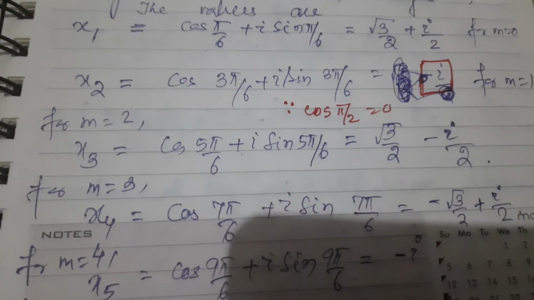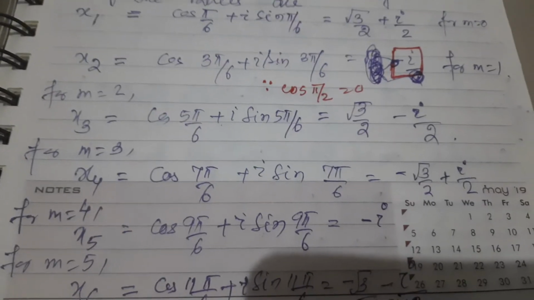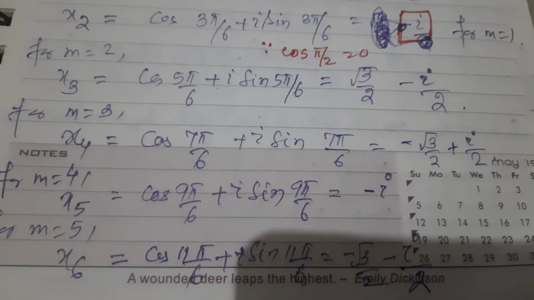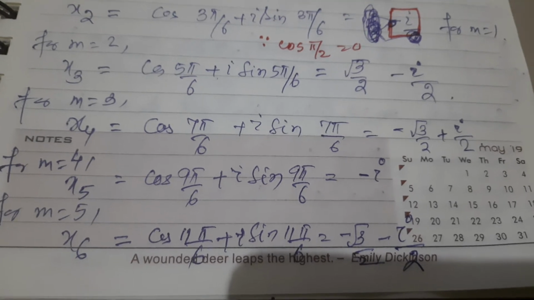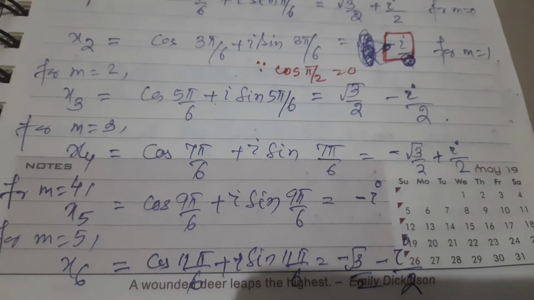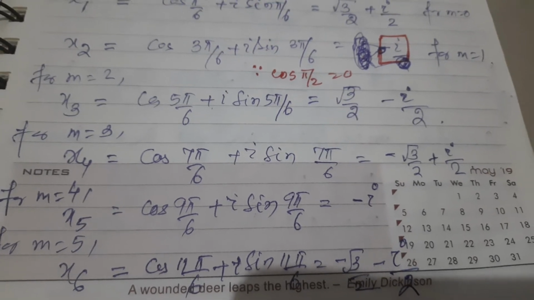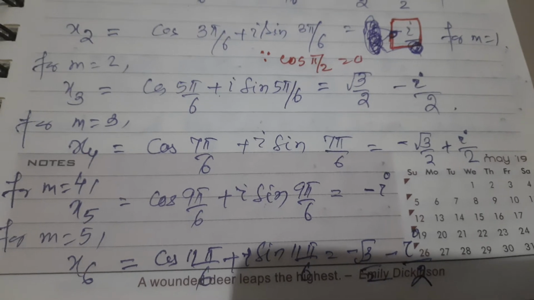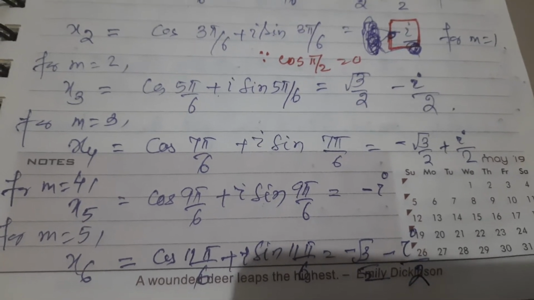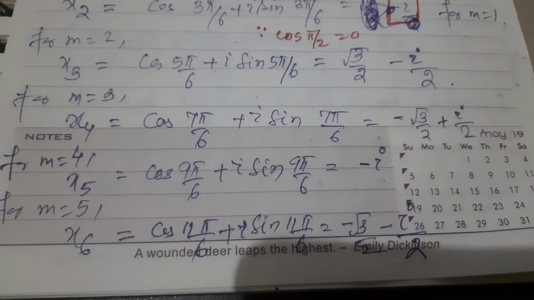For m is equal to 2, we will find the value by substituting there. Similarly for m is equal to 3, m is equal to 4, as well as m is equal to 5. Students, you have to put up to m is equal to 5, as we are getting the 1 by 6th power of minus 1. You just go through step by step, you will find all values.